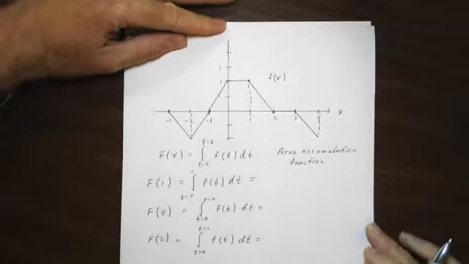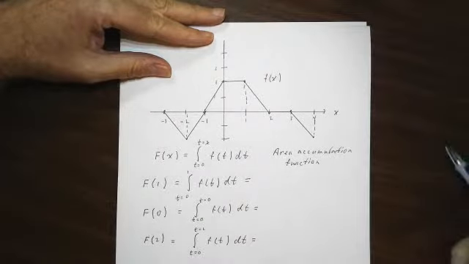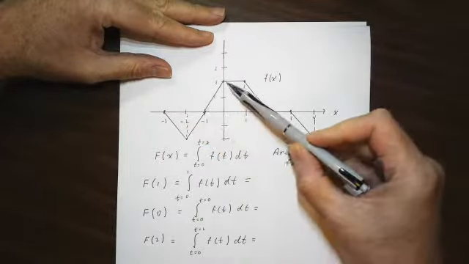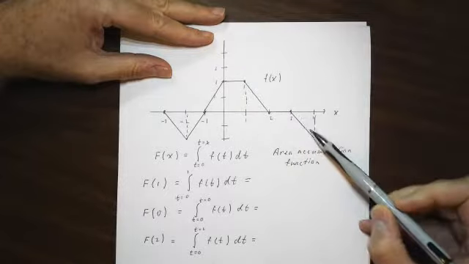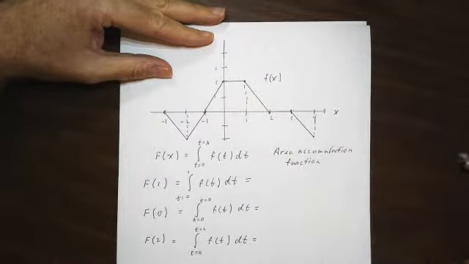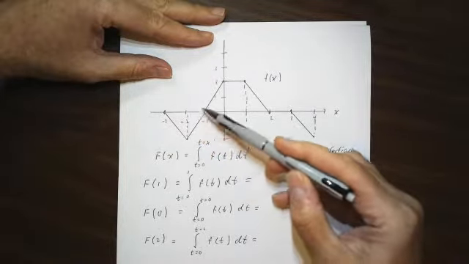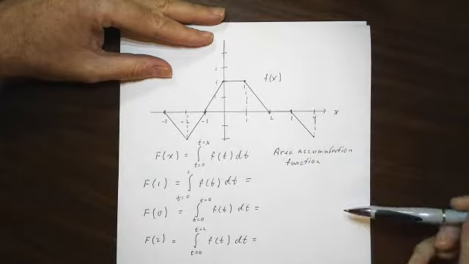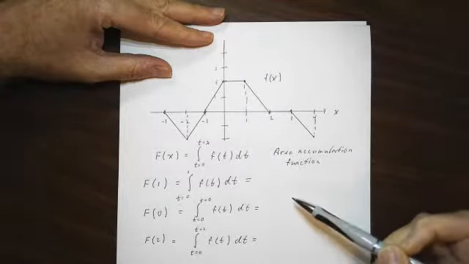Here's a simple example. This function doesn't have a formula per se, but it's piecewise linear. It's equal to constant of 2 up here. It's 0 right there. Now, this is a nice function because we have triangles and we can compute areas. That's why I wanted to look at this one first.